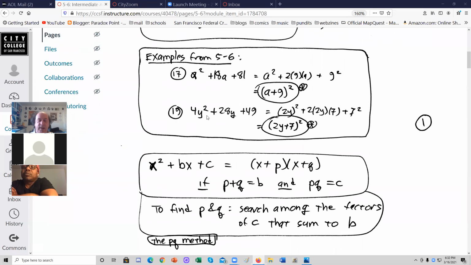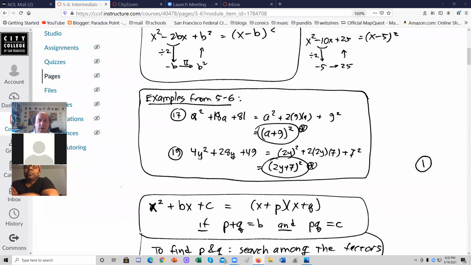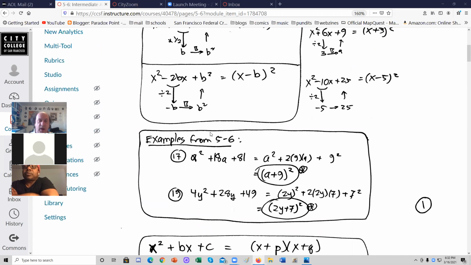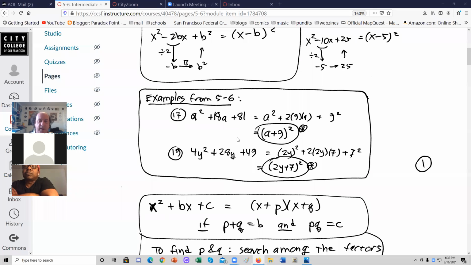Now this one is a lot trickier. This trick here, which I call completing the square, doesn't quite work because there's a 4 in front of the y squared. So all you really need to know is it's square plus twice product plus square equals the square of a sum. So we have 4y squared plus 28y plus 49. If it's square plus twice product plus square, then it's the square of the sum.